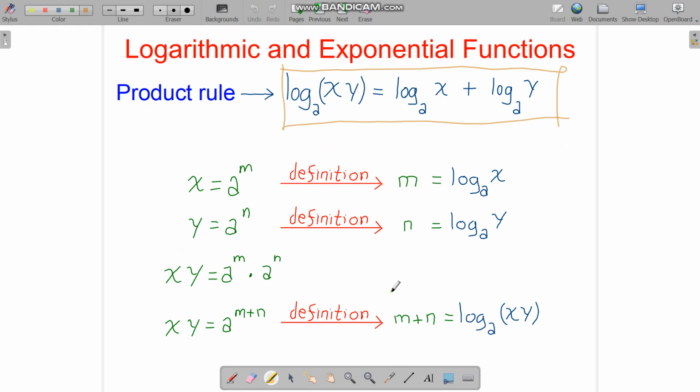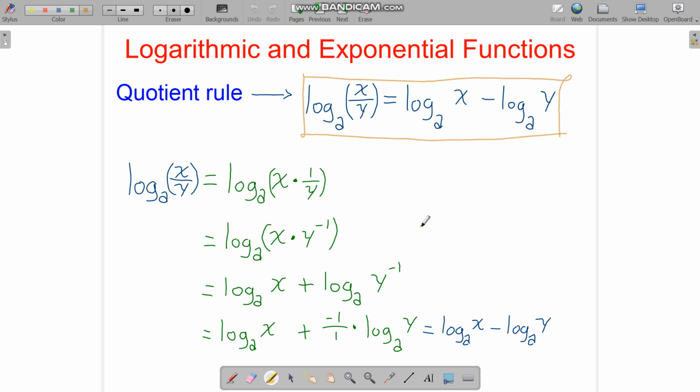power rule. Product rule, this is for multiplication. We can just name x equals this, y equals this, use the definition. So m equals log x base a, n equals log y base a. If we multiply, we get this. Of course, we can add the powers. And again, using the definition, the m plus n, which is the result or the exponent, equals the base is a. The argument is from this result here.